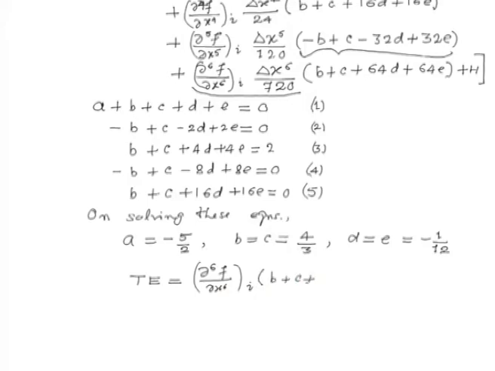times b plus c plus 64d plus 64e times delta x to the power 4 divided by 720. Substitute the values of b, c, d, e and so on to get the actual value of the truncation error. You can clearly see this order of truncation error is delta x to the power 4.